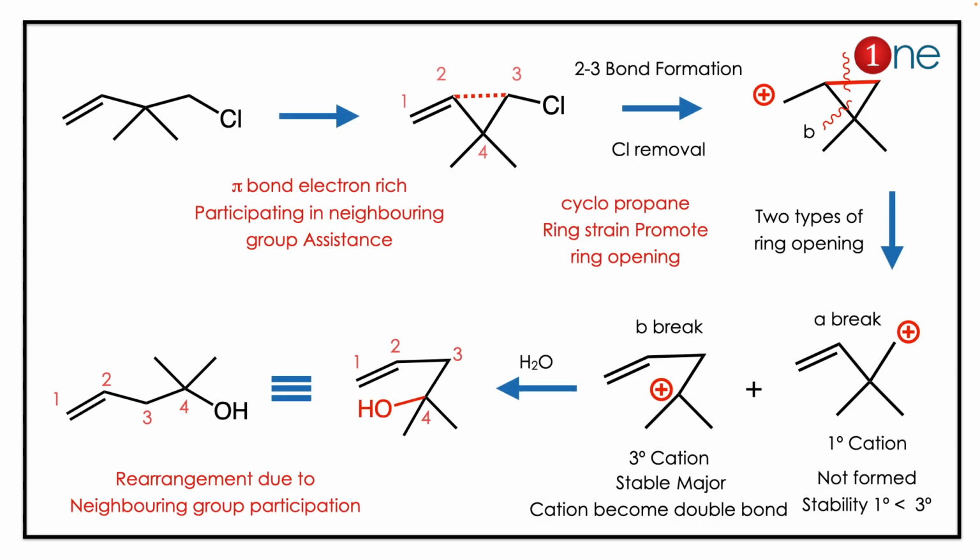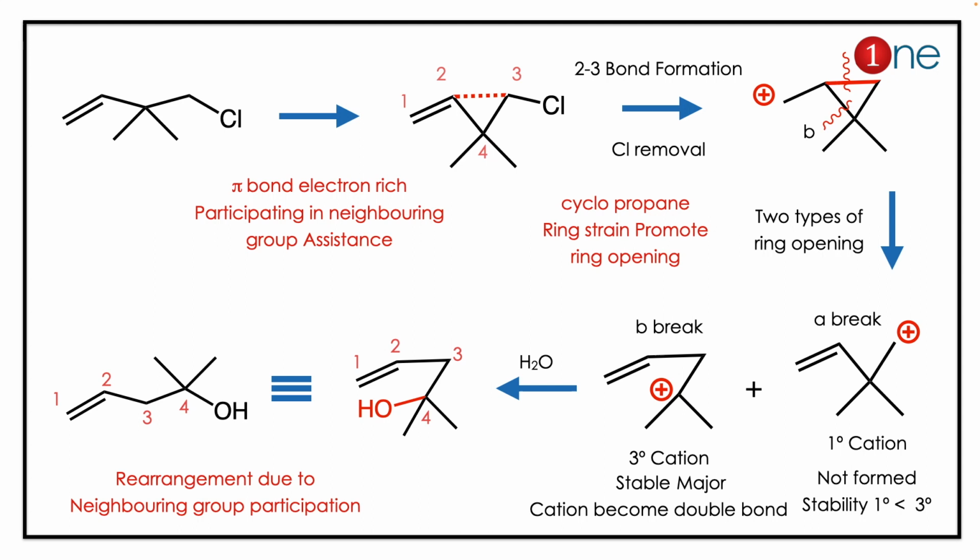The reactant is looking so simple, but it involves a new concept which is called neighboring group participation. Alkene is electron rich. It can help the leaving group to go out. So what really happens is it assists the leaving group. So you have three-membered ring formation with a cation.